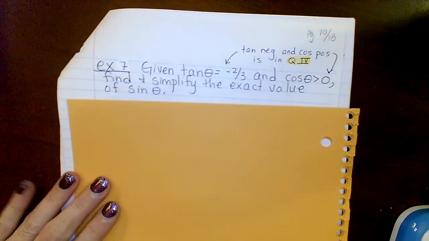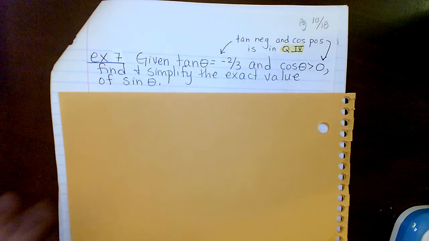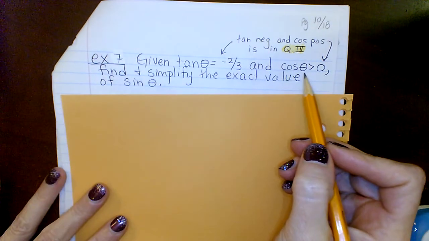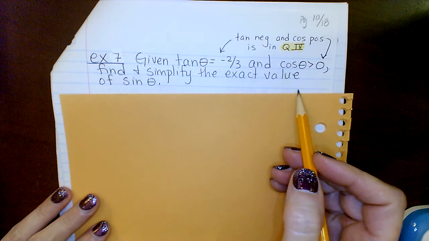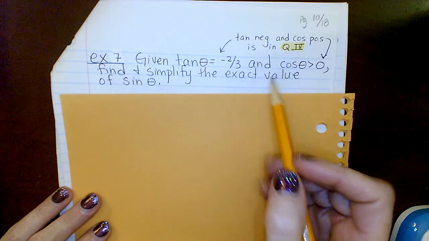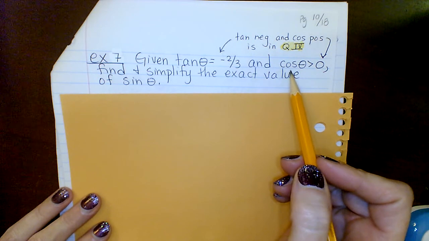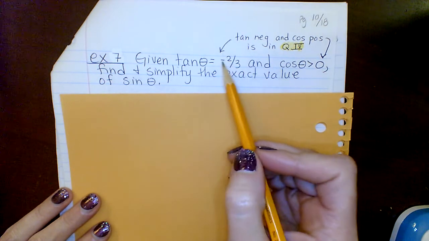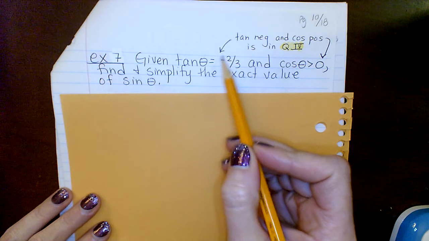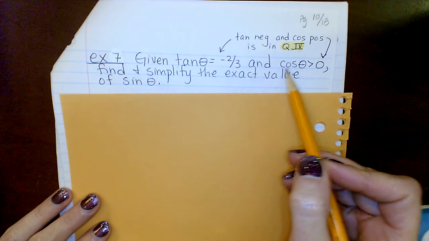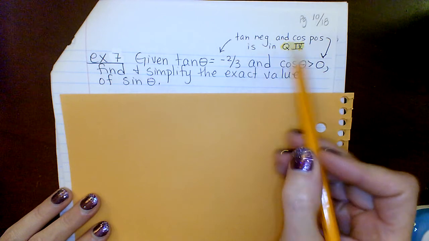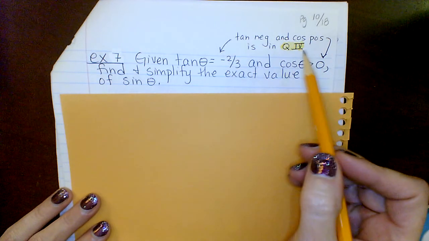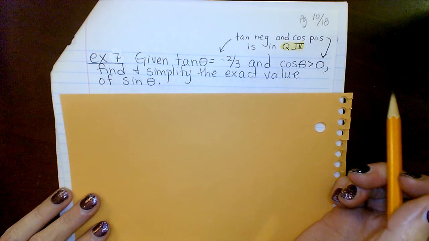Alrighty. Last one. Given that tangent theta is -2/3 and cosine theta is positive, that's what greater than 0 means, find and simplify the exact value of sine theta. Now, here's the kind of stuff that you need to take away from this. You need to say, hey, the tangent is negative and the cosine is positive. So that's whispering those sweet nothings into your ear and saying, hey, we're in quadrant 4, bro. All right?